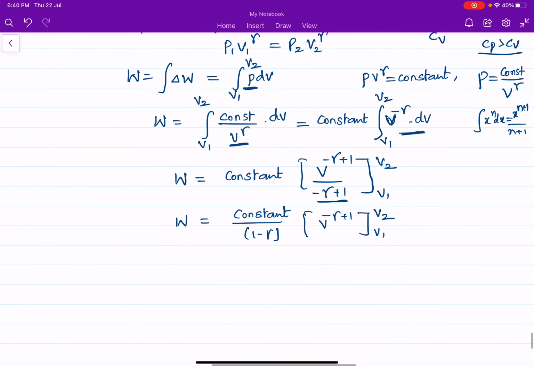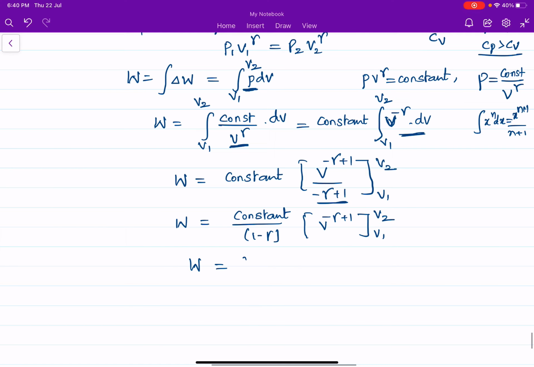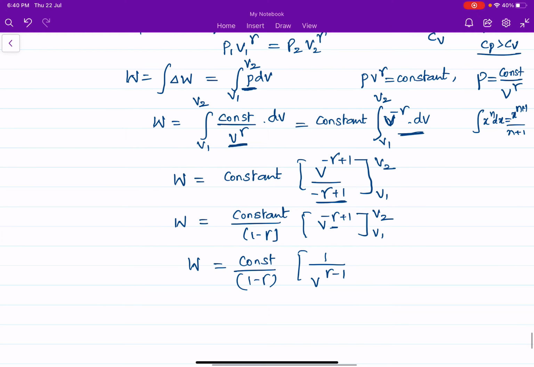So this can be written as work done is equal to constant by 1 minus gamma, and I am bringing this numerator to the denominator. It will become 1 by V power gamma minus 1, because V power minus gamma plus 1 becomes gamma minus 1 whenever it comes to the denominator. We know x to the power of n, when it comes to the denominator, becomes x to the power of minus n. So limits from V1 to V2.